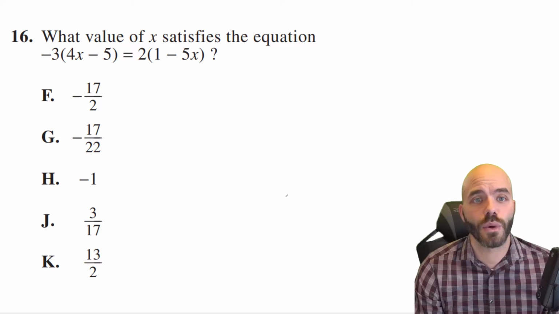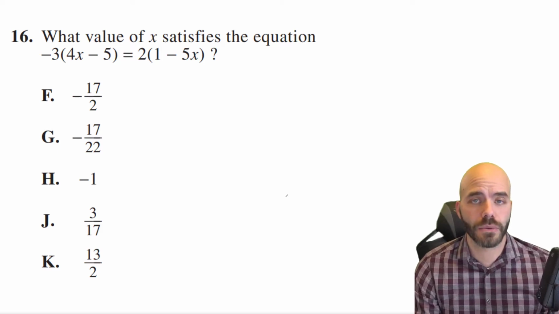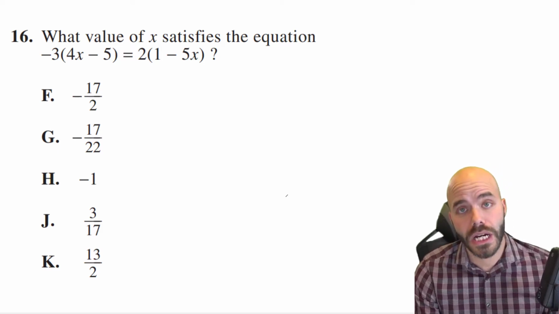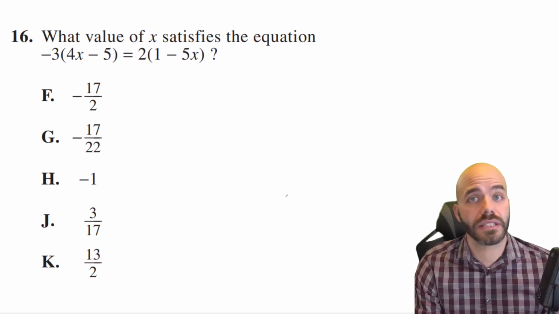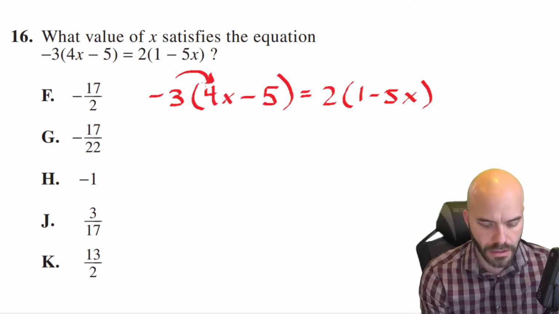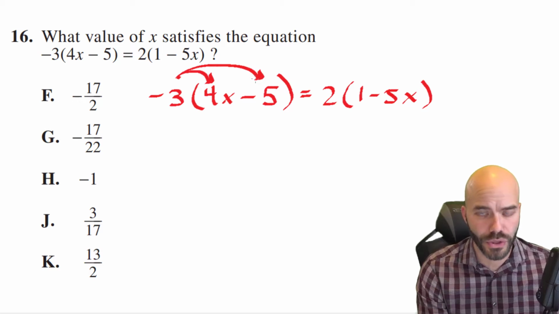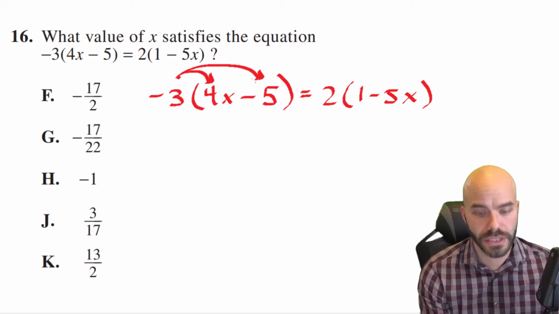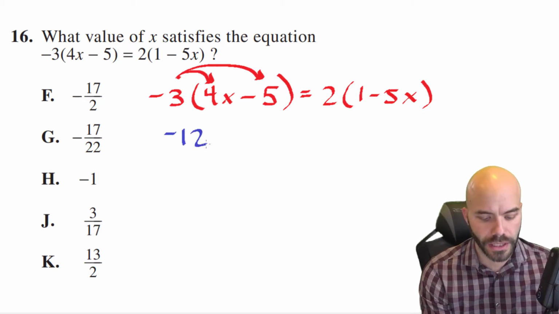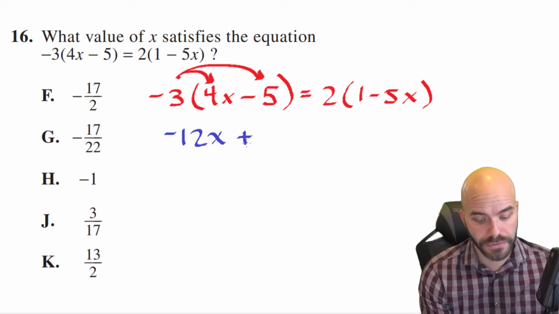All right, number 16, what value of x satisfies this equation? -3 times the quantity of 4x minus 5 equals 2 times the quantity of 1 minus 5x. This is just a simple linear equation. So distribute the -3 into both of these. Make sure you multiply -3 by both of those terms. So -3 times 4x is -12x. -3 times -5 is plus 15.